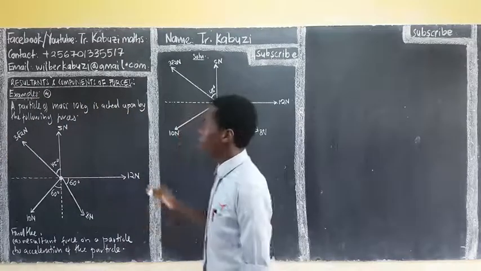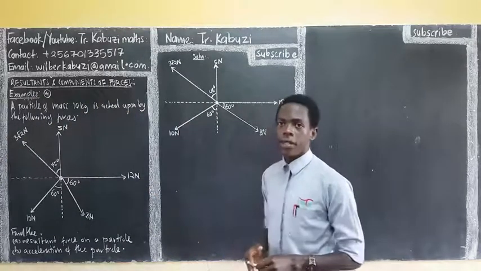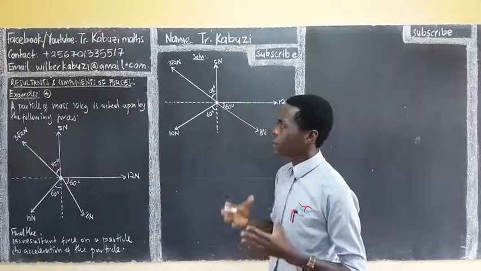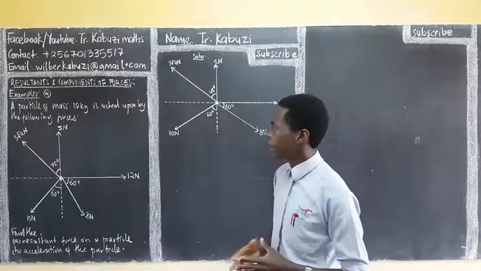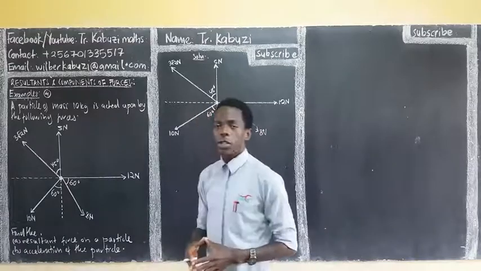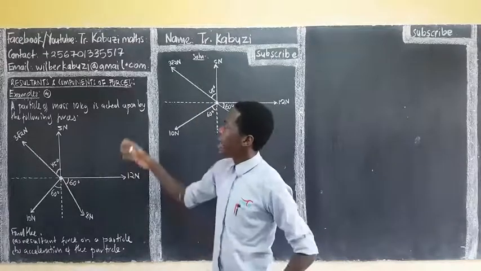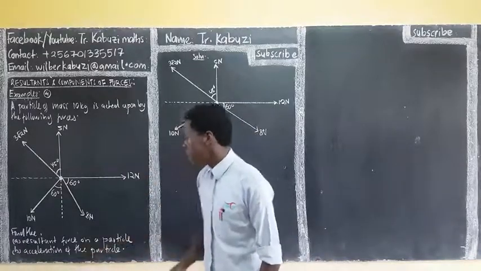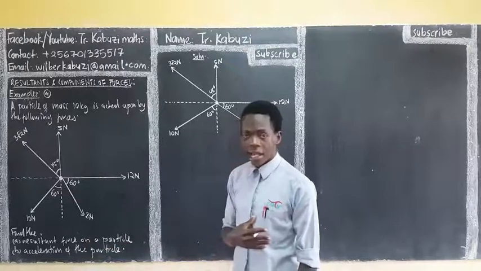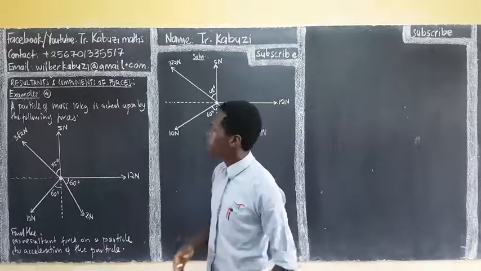Okay, let us see what happens if we have this question. Still, it's about resolving forces. Now here I'm going to see the particle. This particle is going to be having a certain mass, and then they are telling us to find the resultant force of the particle, then the acceleration of the particle. So where do we go?